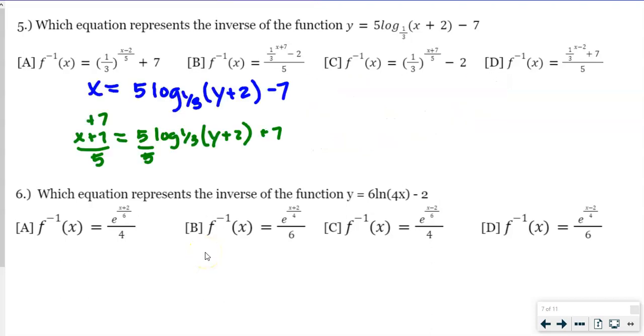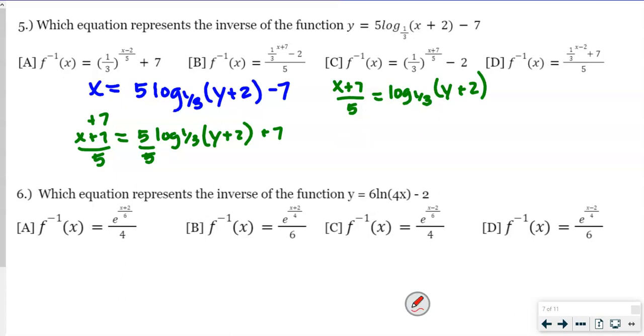So I went ahead and moved all that stuff to the left so I have a little more room to work. Okay, so now we have our x plus 7 over 5, and that's going to be equal to our log base 1/3 of our y plus 2, right? Okay, so now we're going to write this in exponential form. So our base, again, is 1/3, right? So we're going to say 1/3 to what's on the other side of the equal sign, the power of x plus 7 over our 5.